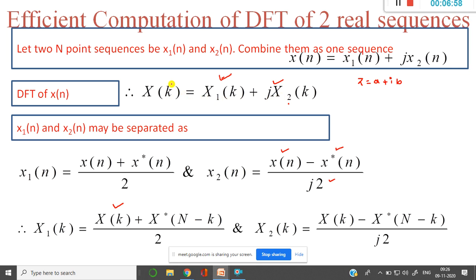So what we do is x of k minus its conjugate, that is x conjugate of n minus k, divided by 2j. So this is how we try to obtain the DFT of two real sequences. So look at this and analyze this properly.